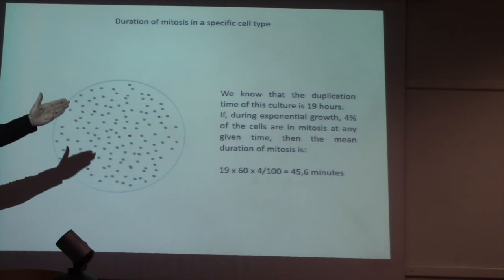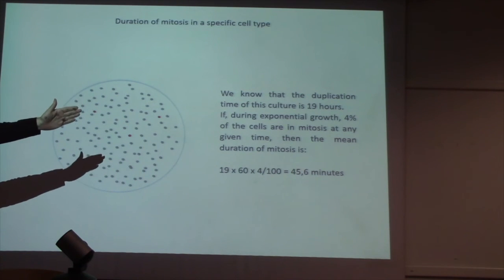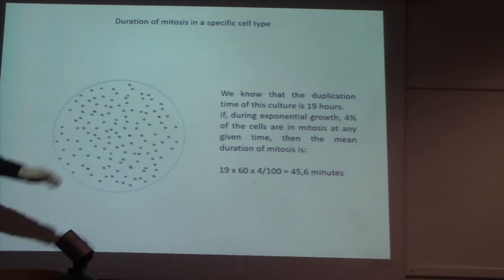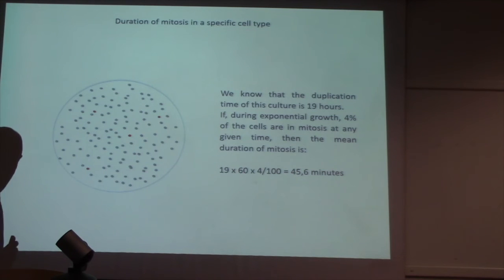We know that the doubling time of this culture is 19 hours. If during exponential growth 4% of the cells are in mitosis at any given time, then the mean duration of mitosis is 19 times 60, just to measure minutes rather than hours, divided by 4%, equals 45, 46 minutes. Right? Easy. So less than 1 hour. Typically mitosis takes between half an hour and an hour.